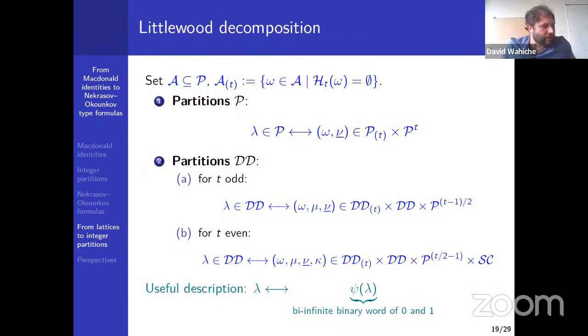And what I mentioned when I introduced the t-core partition was basically that having no hook length equal to t is equivalent to having no hook lengths congruent to 0 mod t. And to see this, one useful description is to see a partition lambda as in bijective correspondence with P of lambda, which is a bi-infinite binary word of 0s and 1s. This has many names. It can be thought of as the Maya diagram, for instance, the Dirac decomposition. It has a connection with the beta set as well.